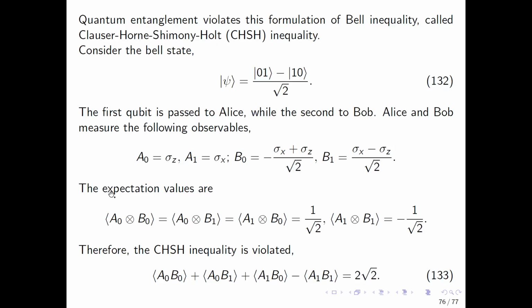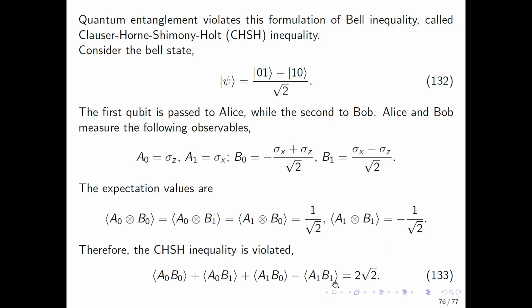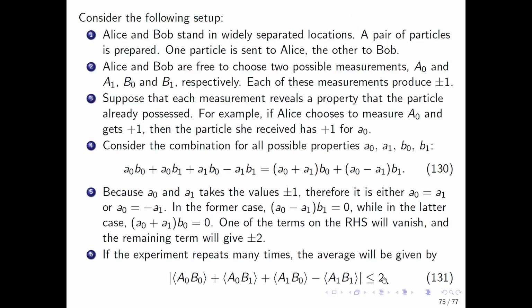Then you can try to find the expectation value, which is basically the bra psi, then A0 tensor with B0, and then the ket psi. So you find all these expectation values. You find that the first 3 will get you 1 over square root 2. The last one will get you minus 1 over square root 2. So if you plug in all the values, because of this minus, it gives you plus, right? So you have 4 times 1 over square root 2. That will give you 2 square root 2, which is strictly larger than 2.